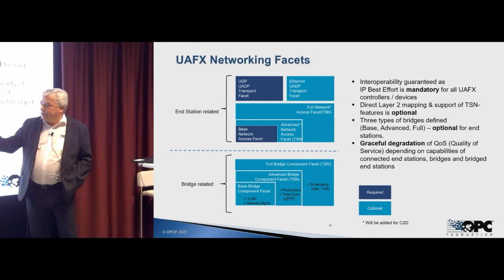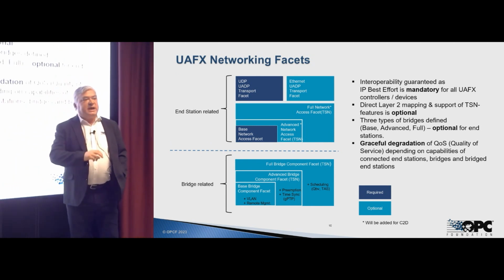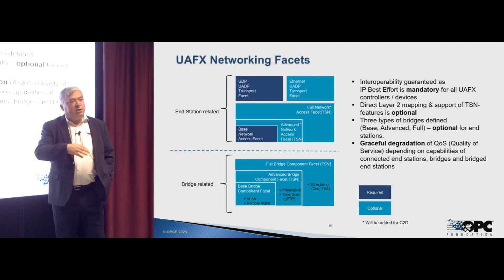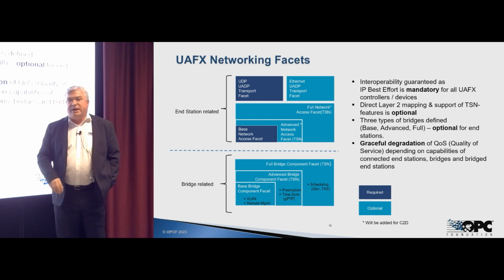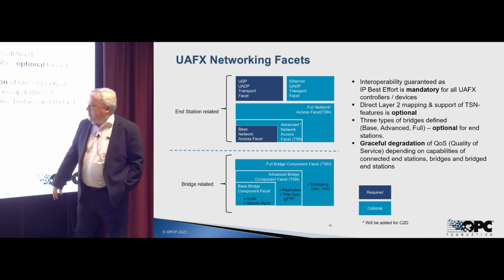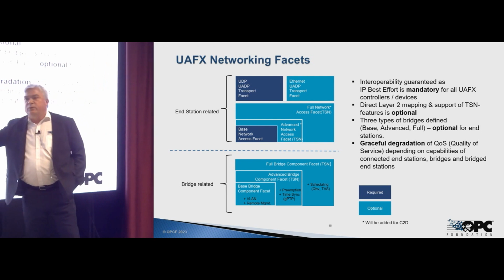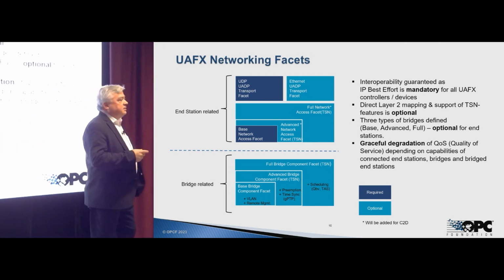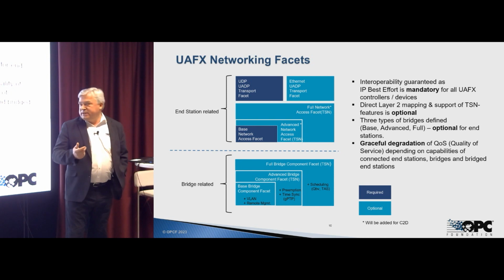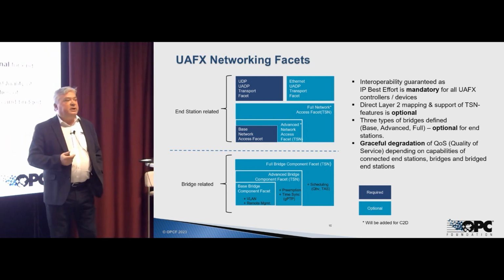And then we scale further. We have the advanced bridge component facet, which is adding preemption, which is a way to interrupt the long frames in order to bring through the high priority traffic in a faster way. And this is also adding the time synchronization. So this is already related to TSN, its advanced capabilities. And then finally, we have the full-blown TSN. And this is then adding the scheduled traffic where you reserve certain time slots for your critical traffic. This is understood as the QBV or time-aware shaping, TAS.